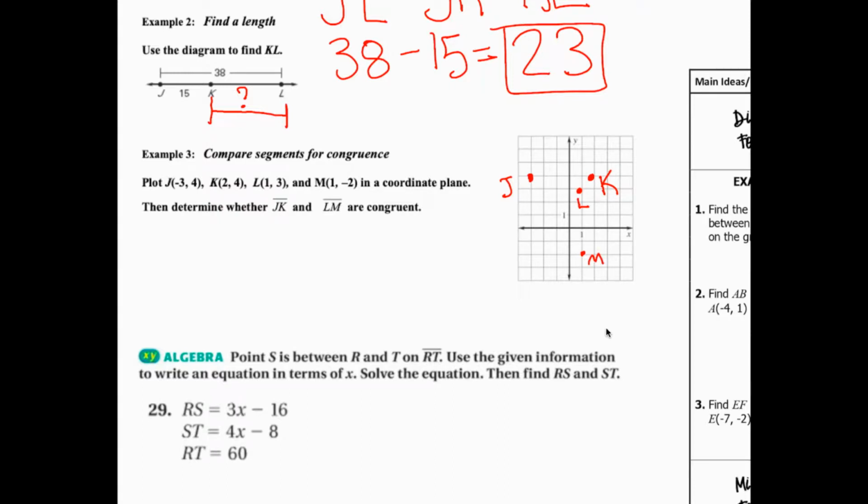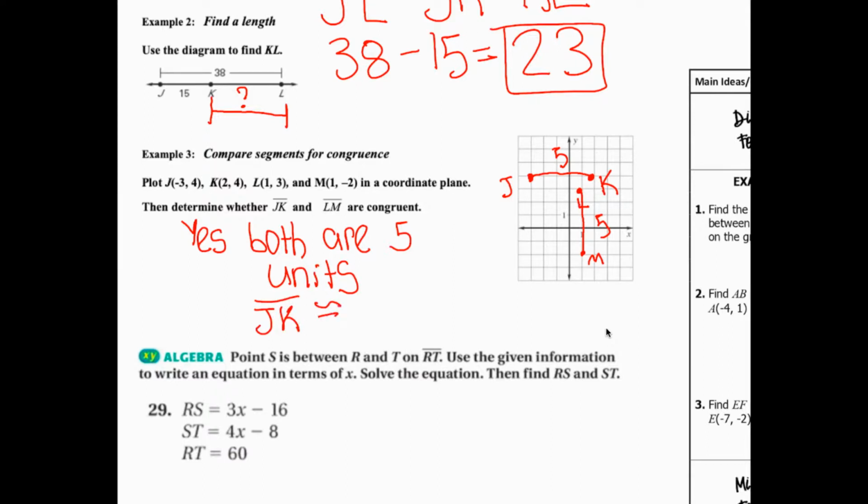Then they say determine whether JK and LM are congruent. So we're pretty lucky here that these are horizontal or vertical lines, because all we have to do is count the distance. So this one would be 1, 2, 3, 4, 5. And this one is 1, 2, 3, 4, 5. So yes, both are 5 units. Just to practice our notation, JK is congruent to LM.